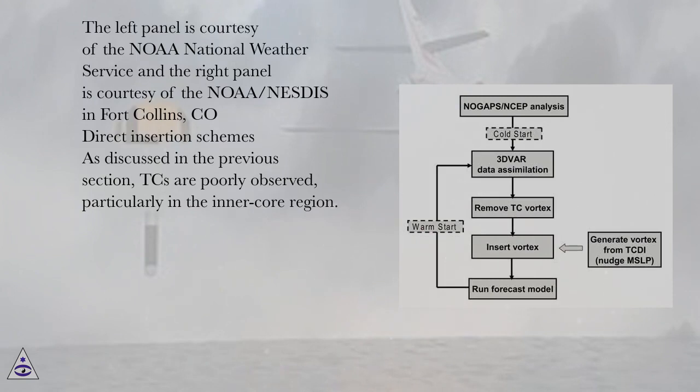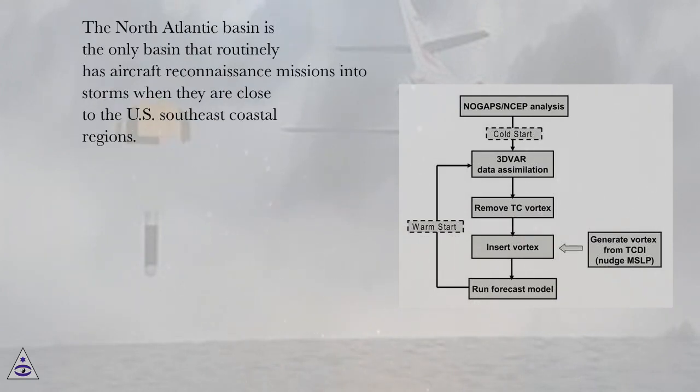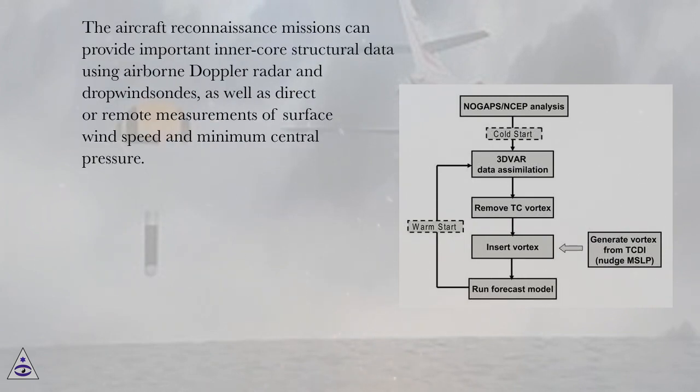Direct insertion schemes. As discussed in the previous section, TCs are poorly observed, particularly in the inner core region. The North Atlantic Basin is the only basin that routinely has aircraft reconnaissance missions into storms when they are close to the U.S. southeast coastal regions. The aircraft reconnaissance missions can provide important inner core structural data using airborne Doppler radar and dropwindsondes, as well as direct or remote measurements of surface wind speed and minimum central pressure.